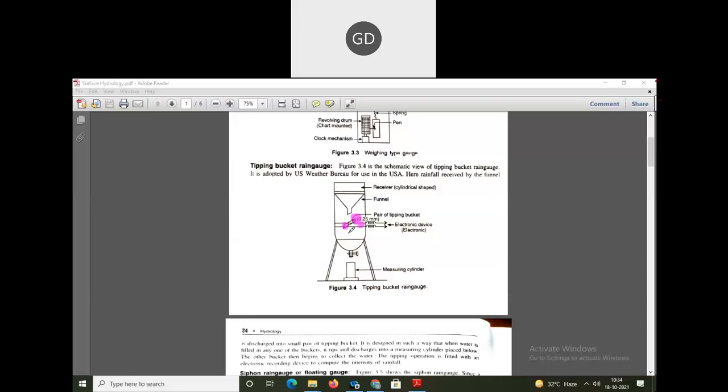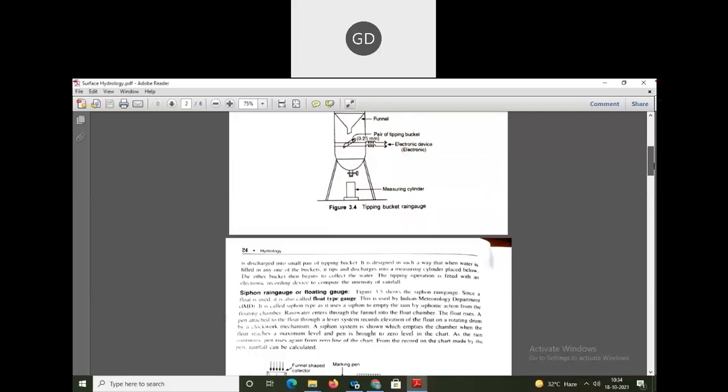So the tipping operation goes hand in hand, and it is done by the electronic recording device. That recording device will compute how much intensity of rainfall is coming. Okay, so that is your tipping bucket rain gauge.